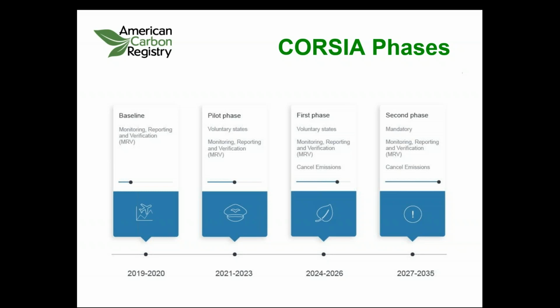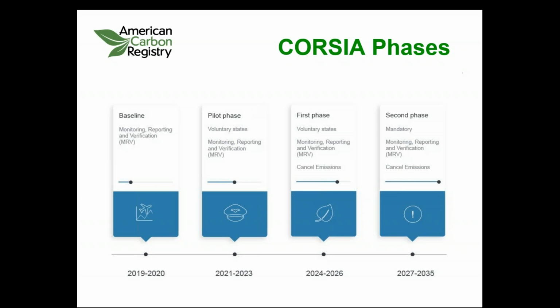2019 and 2020 is the time frame to develop the MRV and the emissions baseline. In 2021 to 2023, this is phase 1, or the pilot phase, where countries voluntarily opt in. As of February 27th this year, 82 states representing 76.64% of international aviation activity have opted in. Units for the CORSIA compliance in this first phase are to be canceled by 2024.